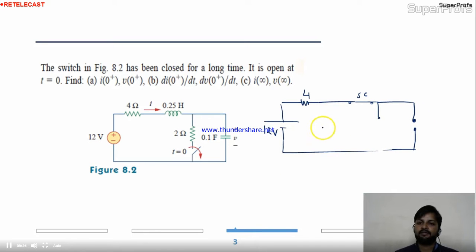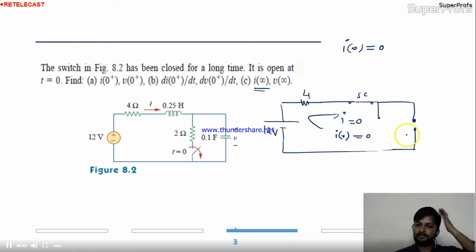The circuit is open. Will there be any current in the circuit? Tell me. No, because here it's open. So I can say I infinity, though this circuit is given for the steady state. Is there any current? No, 0 current. Why is current 0? Because the circuit is open. Okay. Now come to the V infinity. Where is the V infinity? Here is the V infinity. There is no drop, so this 12 volt is directly nothing but the V infinity. So V infinity is nothing but 12 volt.